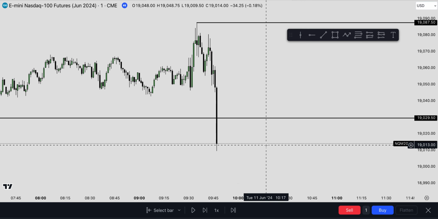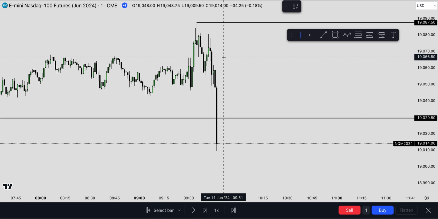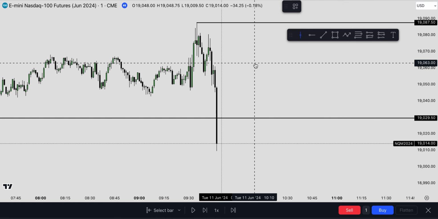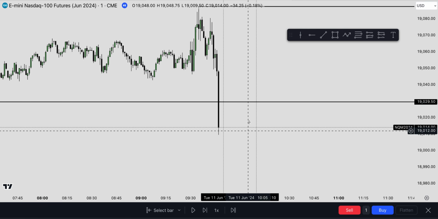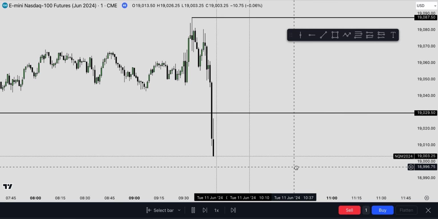Now we want to see a displacement and a market structure shift in the opposing direction. Before I do that, I'm going to mark out my 9:50 to 10:10 macro 20-minute time window. Now your entry and your trade will happen inside of this macro. Okay, so let's wait and see here.